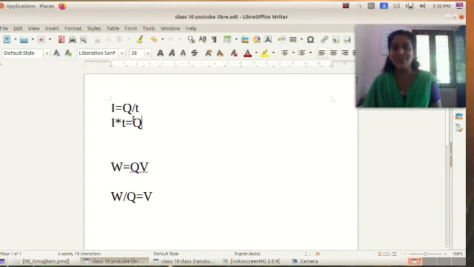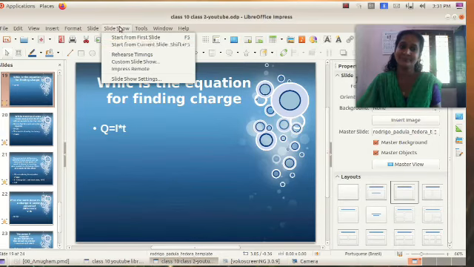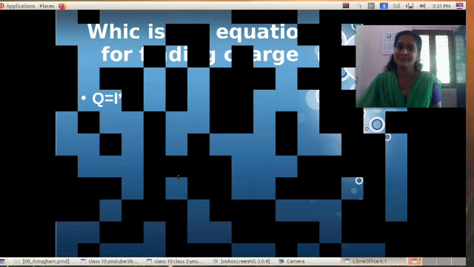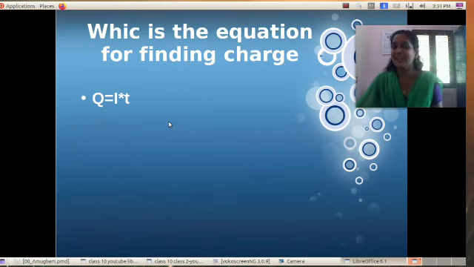Sorry, the unit of charge is coulomb. We can find the charge using the equation I into T. We can measure the current using the equation I is equal to Q by T. So we have the equation Q is equal to I into T. By using the equation I into T, we can measure the charge.